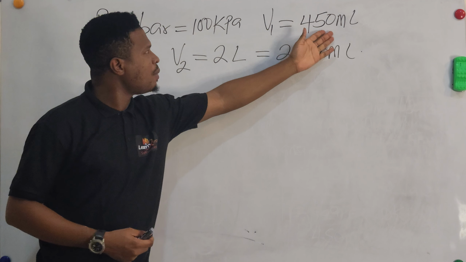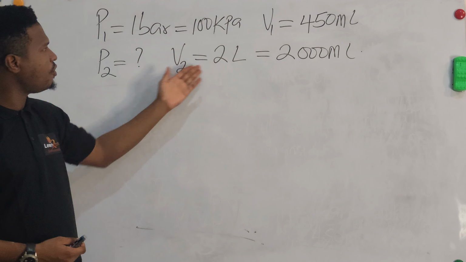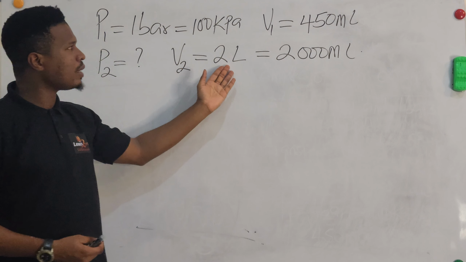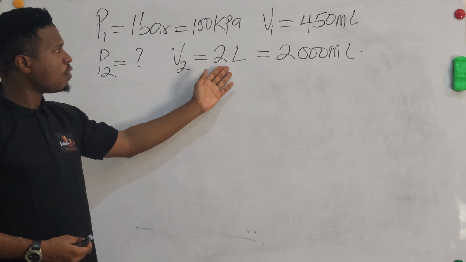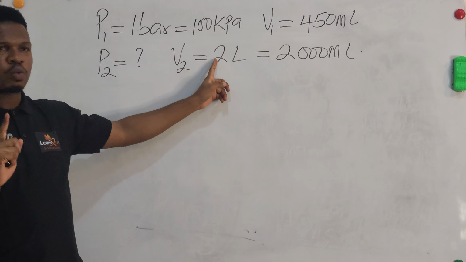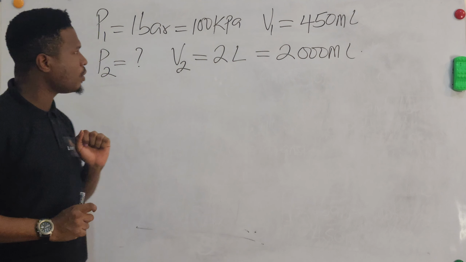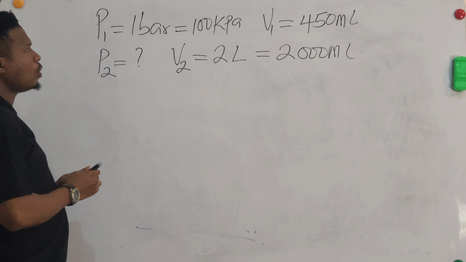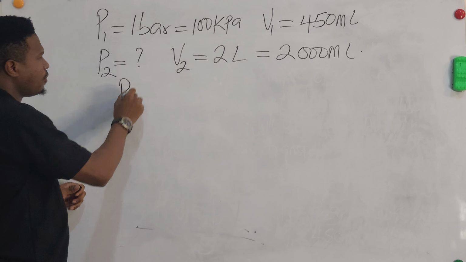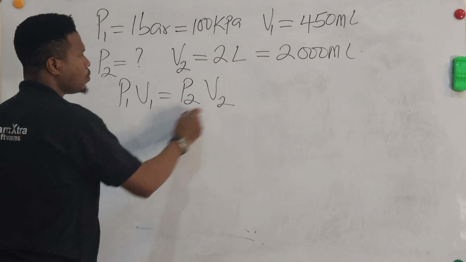V1 is 450 ml. So we have to make V1 and V2 look alike. So I converted V2 to ml. What did I do? I multiplied by 1000. If you want to convert liter to milliliter, always multiply the liter by 1000. The moment you multiply by 1000, you have converted to ml. So applying our Boyle's law, recall that we have P1V1 is equal to P2V2.